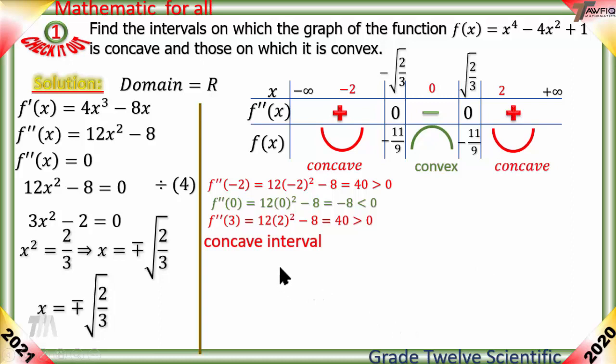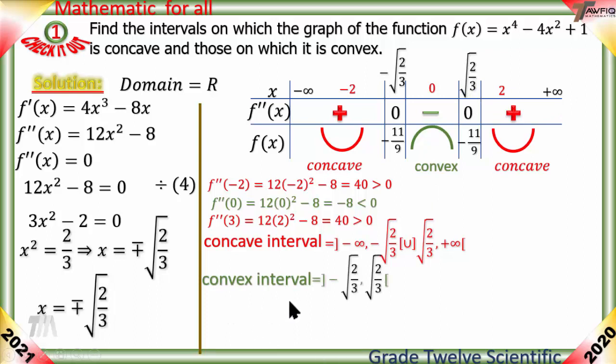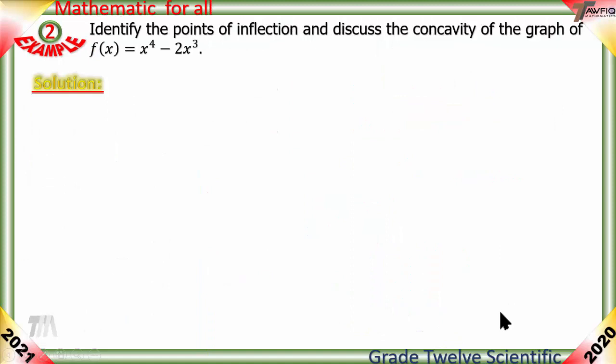That means the concave interval is from minus infinity to minus square root of 2 over 3, and from square root of 2 over 3 to positive infinity. And the convex interval is from minus square root of 2 over 3 to square root of 2 over 3. And we have 2 inflection points. The first one is minus square root of 2 over 3 with minus 11 over 9, and the second one is square root of 2 over 3 with minus 11 over 9.